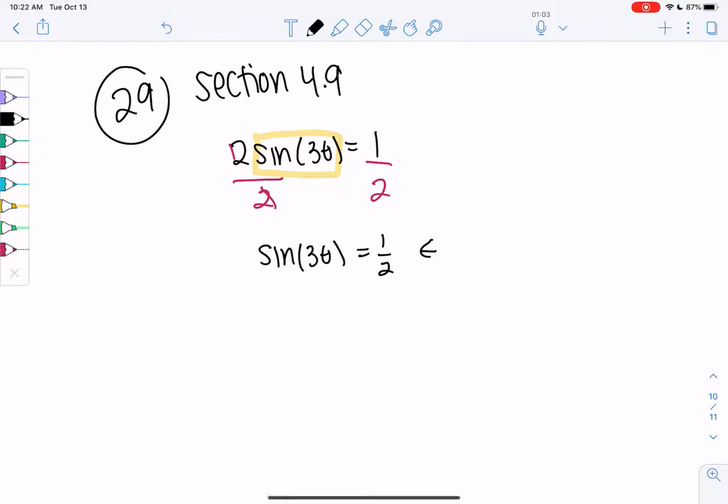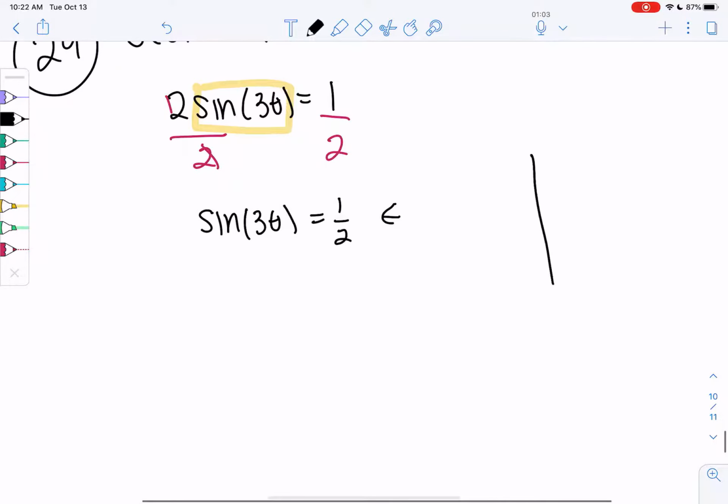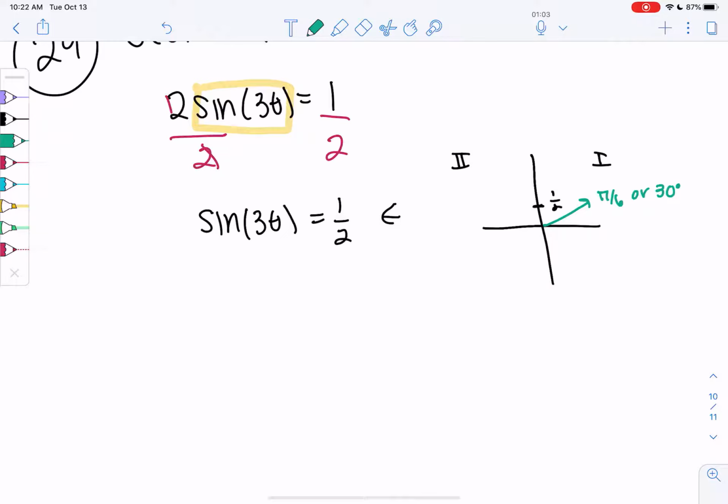Now we have to figure out when does sine equal 1/2. So that goes to our unit circle. Sine is the y value. So 1/2 will be in the first and second quadrant, to be positive. And that was pi over 6, or 30 degrees. And then this one would be 5 pi over 6, which I think is 150 degrees, if you are doing degrees. I like radians better. So this tells us that 3 theta equals these two values.